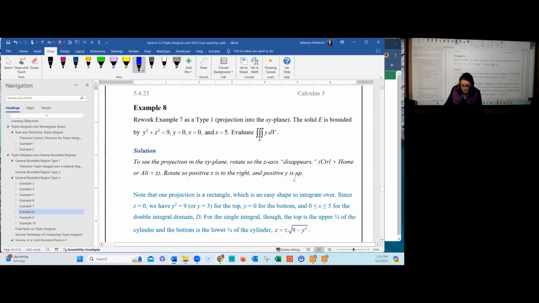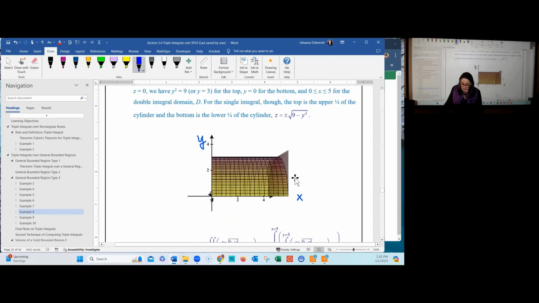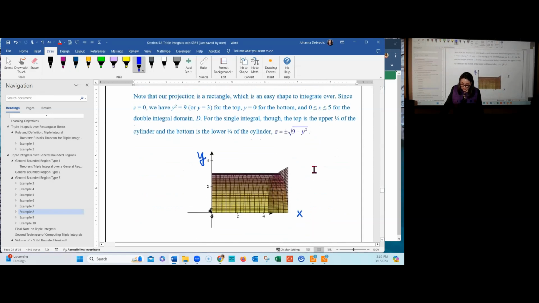Let's now go ahead and take a look. So we're looking at this. It's basically going to be a rectangle where x is going from 0 to 5 and y is going from 0 to 3. That makes this projection, the double integral, quite simple. And now we have to figure out what the limits of integration of the insidemost single integral would be.